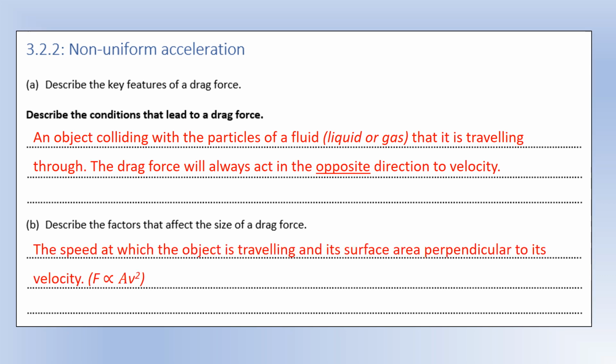So now we can start thinking about the factors that affect the size. There are two main factors, speed and area, because both of these things will increase the number of collisions per second. Another thing, which I put in brackets there, is that the drag force is directly proportional to the area, but it's directly proportional to the speed squared. So it escalates very quickly at high speed.